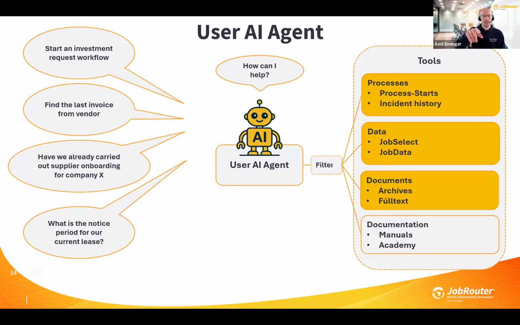A very important part here is this filter that you see between the user AI agent and the tools. The filter is something that we've created, which ensures that this agent will only have access to the data that is available for this user. So if you are talking to this bot, it will for sure only tell you things out of databases and processes and documents and so on that are in your access.